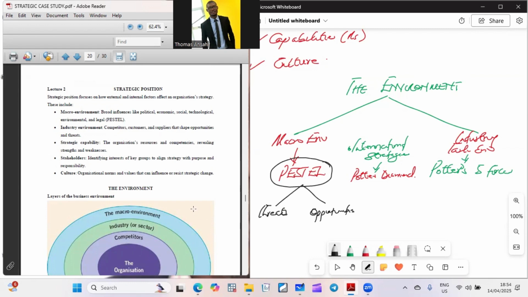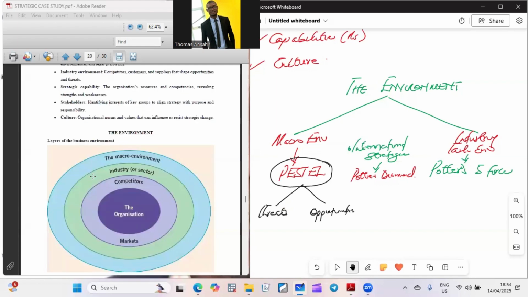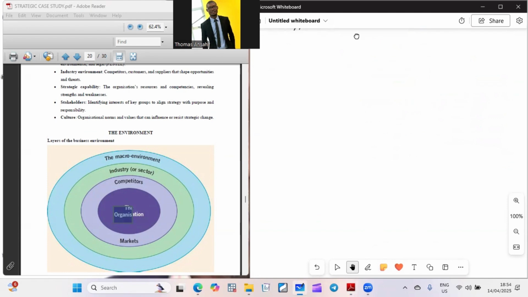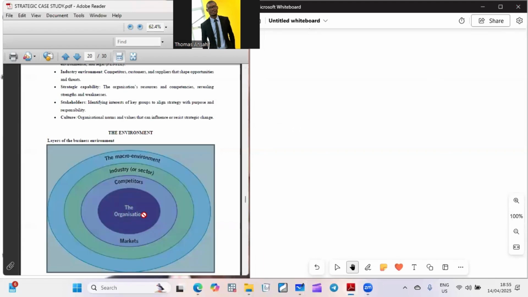Okay. So we are looking at the strategic position and we are looking at the environment. So this is the diagram. You see, this is the organization. I told you last week that when you get a strategic question, it is always about an organization. And so first thing first, you look at the organization. So what organization is that? First, find out the organization.